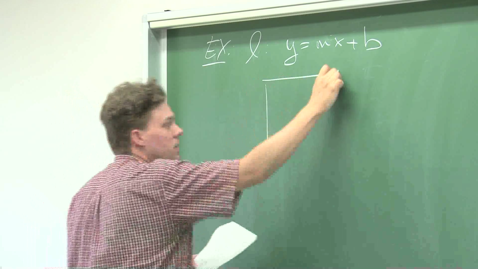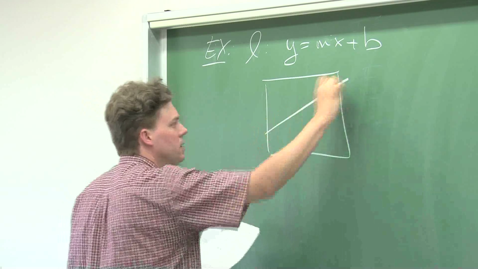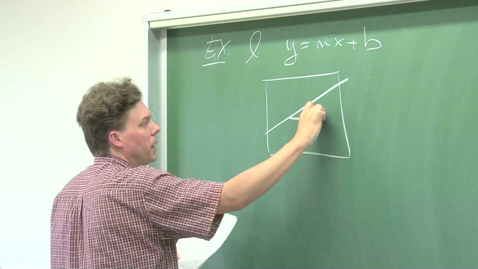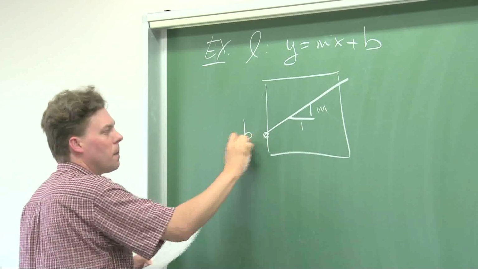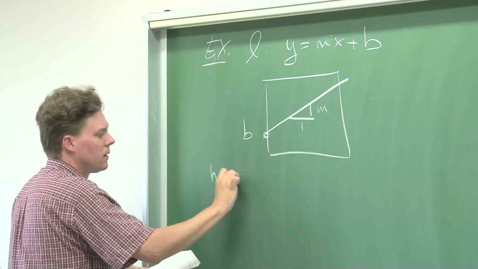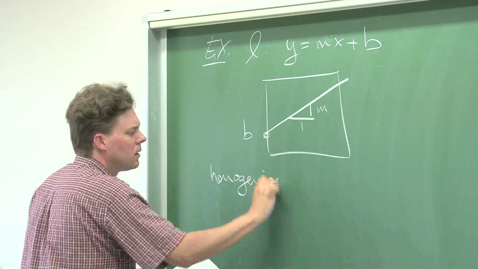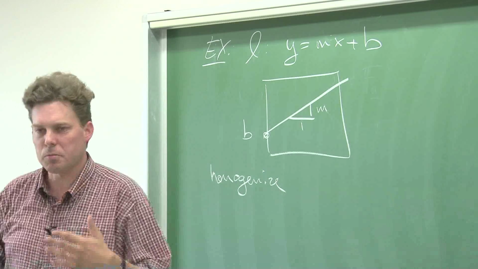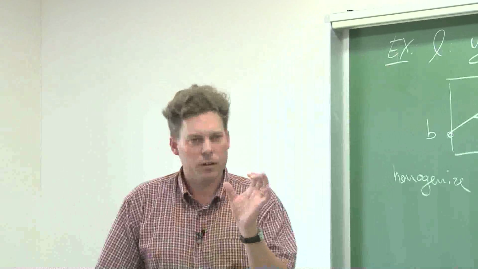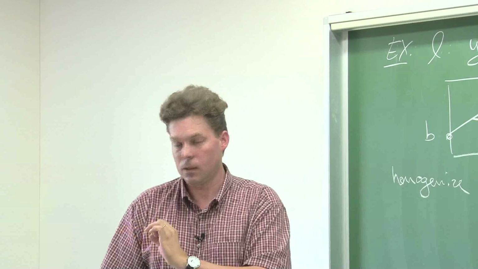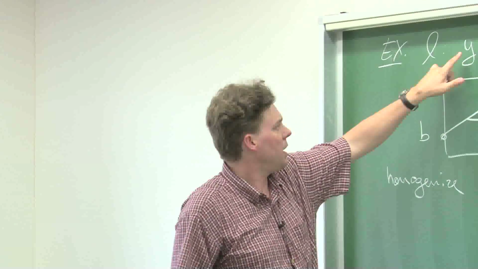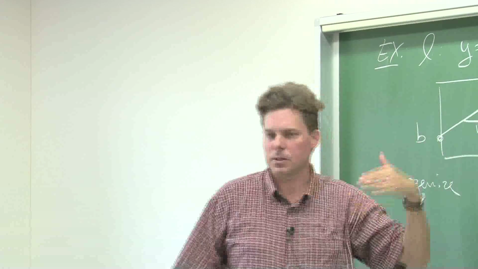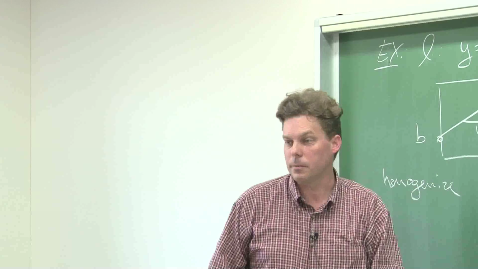So let's draw the picture. So let's say like this. This would be m over 1. This would be b. Homogenize. Homogeneous just means that you have a polynomial where the terms all have the same degree. So you see here you have degree 1 and degree 0 terms, so we would say this is not a homogeneous polynomial.